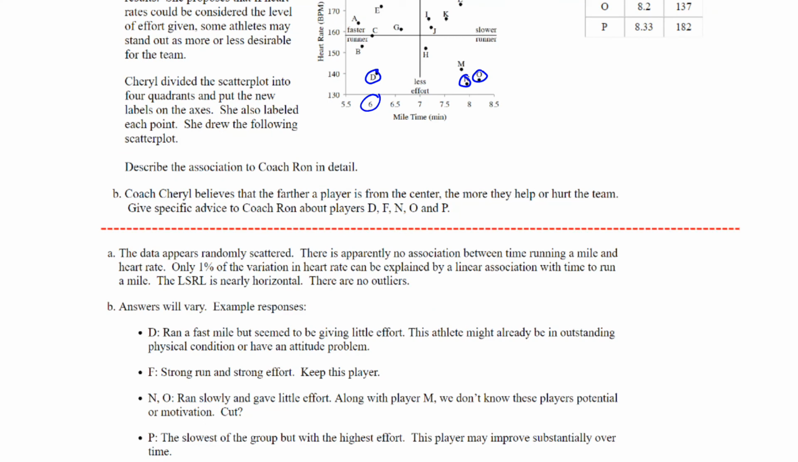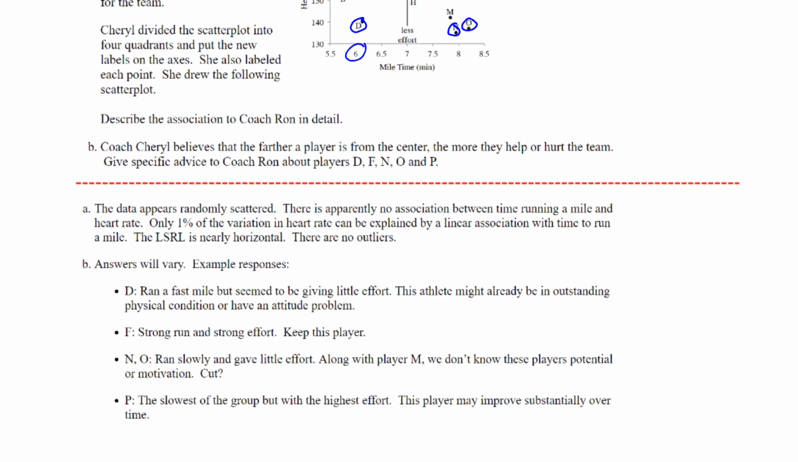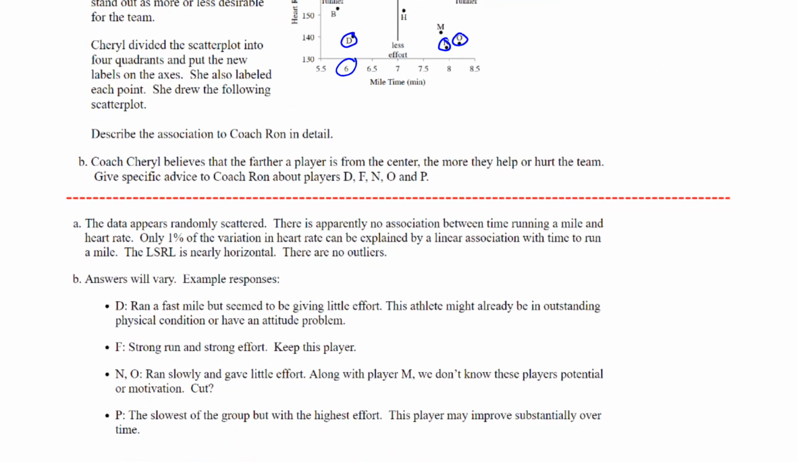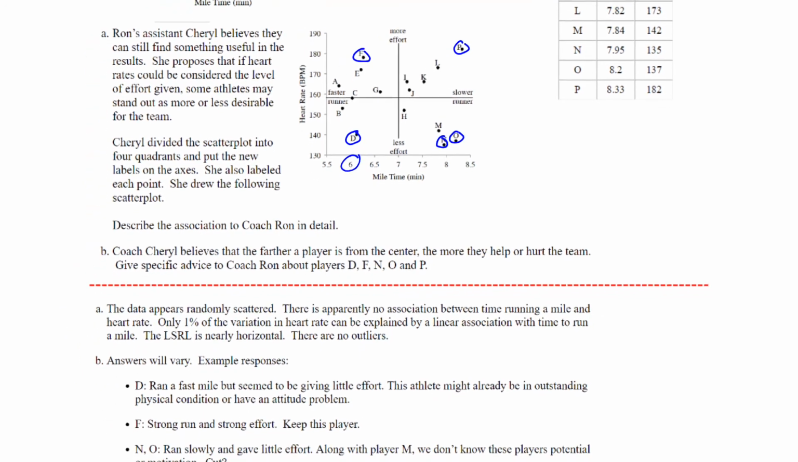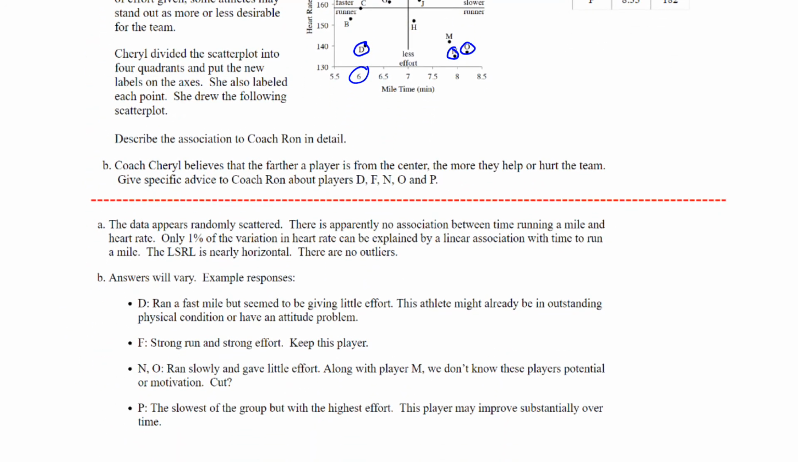N and O, which is in quadrant 4, ran slowly and gave little effort. Along with player M, we don't know these players' potential or motivation. So once again, it took them a longer time to run the mile. Heart rate's not up, so it doesn't seem like they are trying very hard. And then P, which is up in quadrant 1, the slowest of the group, but with the highest effort. This player may improve substantially over time. It took them a long time to run the mile, longer than the rest of them, but their heart rate's up, so they're definitely trying as they are running the mile. Once again, it doesn't have to be those, but just variations to explain each of the players.